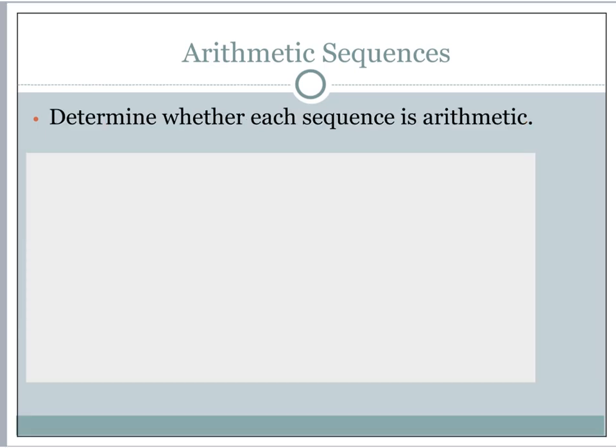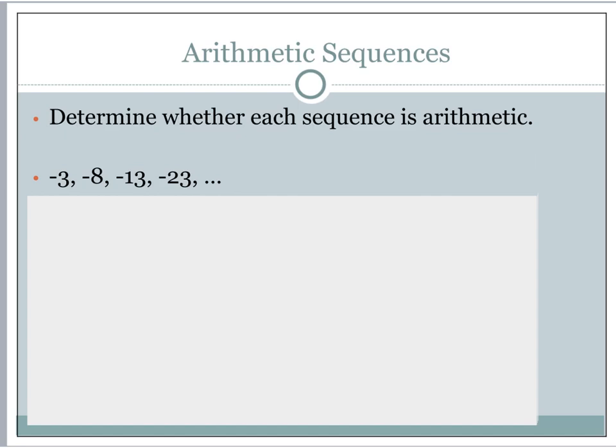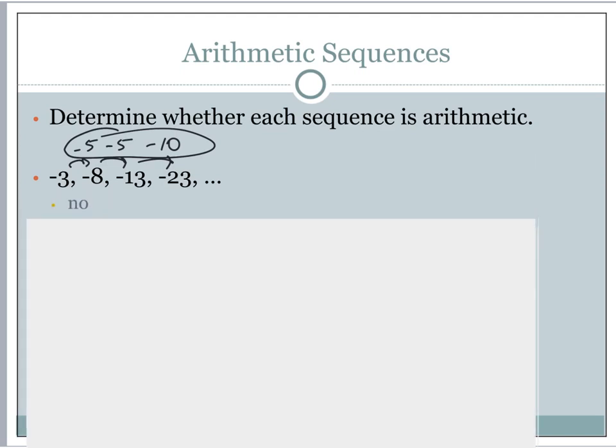In this example, we want to determine whether each sequence is arithmetic. And remember, in order for a sequence to be arithmetic, it must have a common difference. Between -3 and -8, that common difference is -5. And between -8 and -13, that's also -5. But to go from -13 to -23, it would be -10. So because these are not all the same, we would say that it is not an arithmetic sequence.